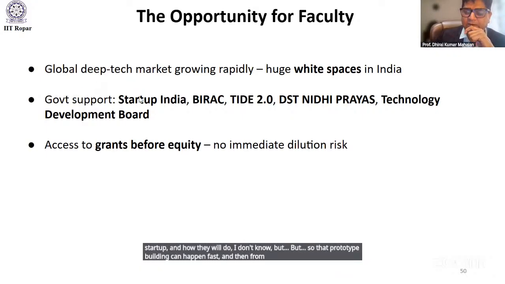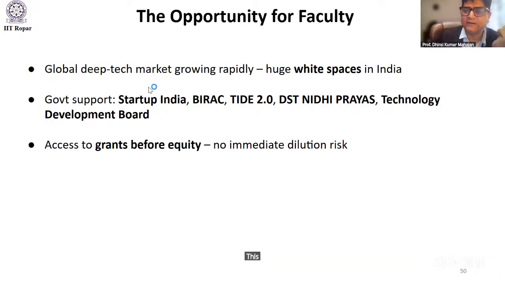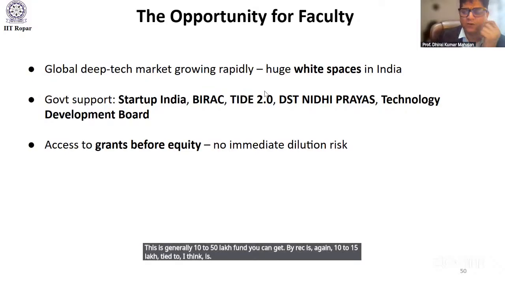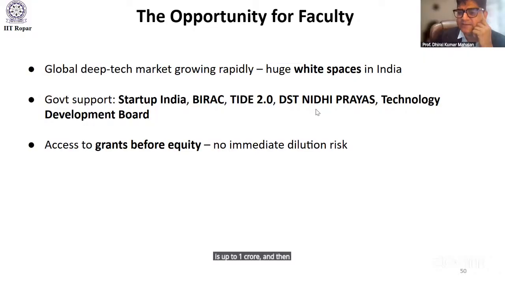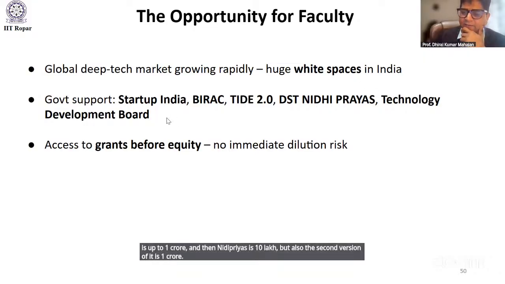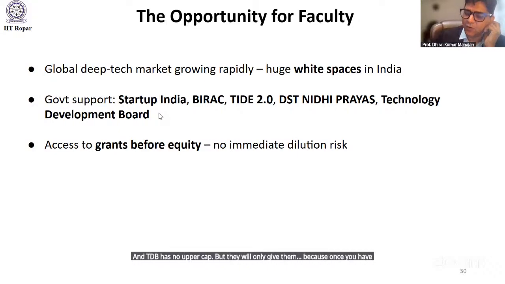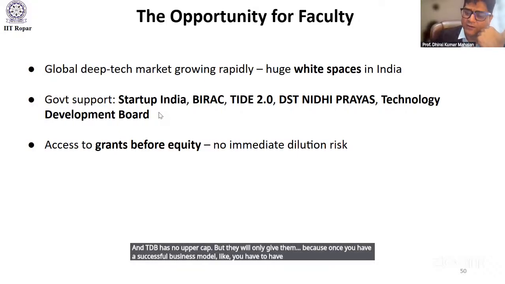so that prototype building can happen fast, and then from there you go to the Startup India fund. This is generally a 10 to 50 lakh fund you can get. BIRAC is again 10 to 15 lakh. Tide 2 I think is up to 1 crore. And then Nidhi Prayas is 10 lakh, but the second version of it is 1 crore. And TDB has no upper cap, but they will only give it once you have a successful business model, like you have to have your product manufacturing started and all those things.